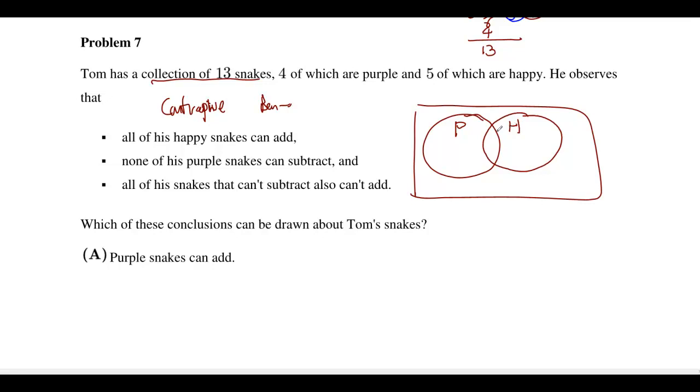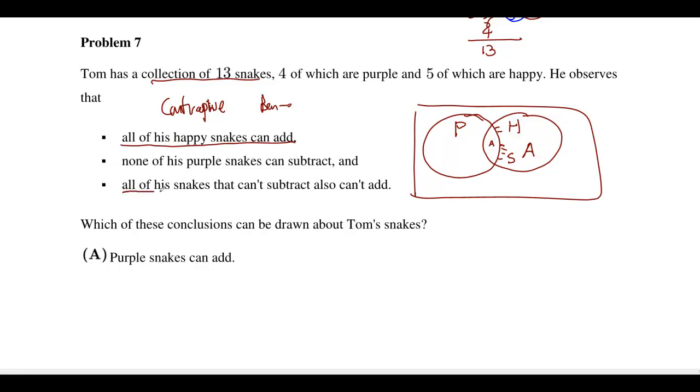Okay, they might have some intersection over here. Now check out. All of these happy snakes can add. Okay, happy snakes can add, they belong to over here. And none of the purple snakes can subtract. So subtract is over here, right? Not over this side. Add is possible over here. Okay, but subtract is over here.